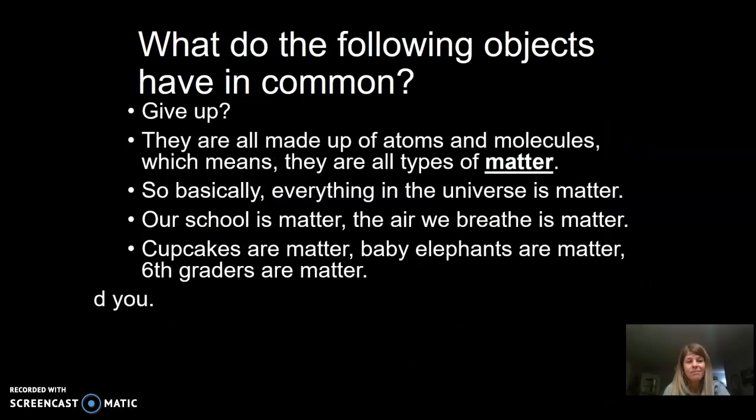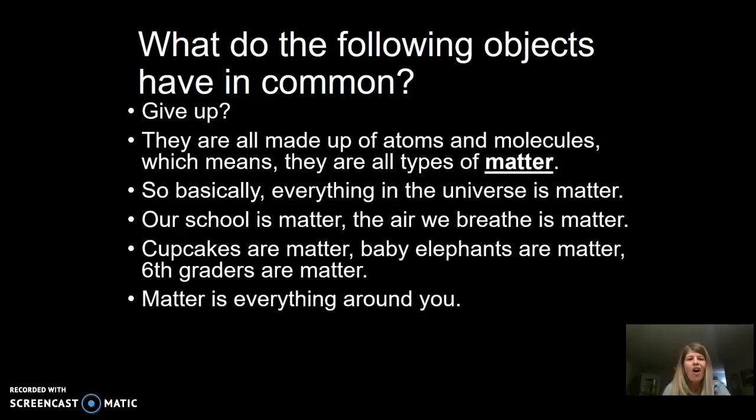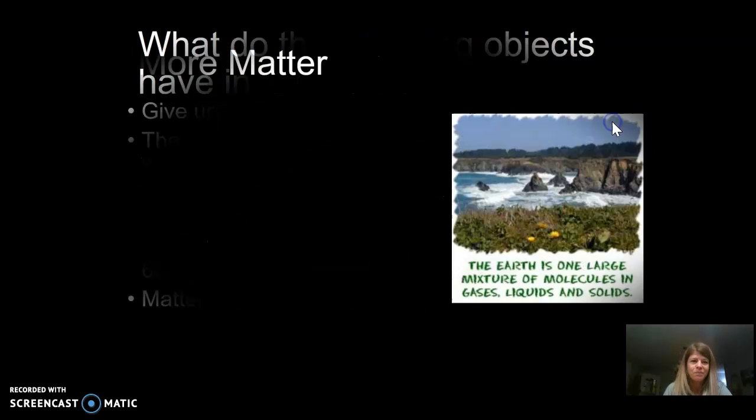Did you give up? Well, they are all made up of atoms and molecules, which means they're all types of matter. So basically everything in the universe is matter. Our school is matter, the air we breathe is matter, cupcakes are matter, baby elephants are matter, sixth graders are matter. Matter is everything all around you.